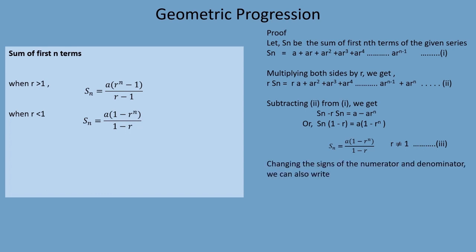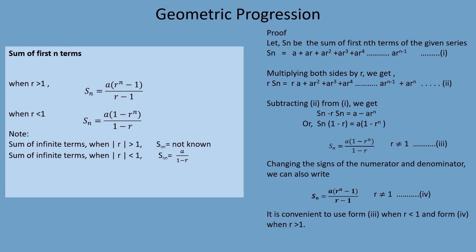Changing the signs of the numerator and denominator, we can also write Sn is equal to A into R to the power n minus 1, divided by R minus 1, R is not equal to 1, equation 4. It is convenient to use form 3 when R is less than 1 and form 4 when R is greater than 1. Note.